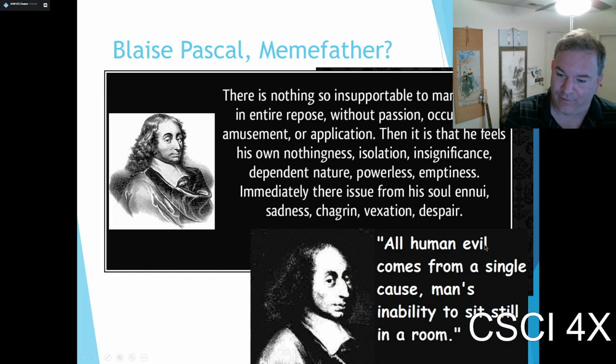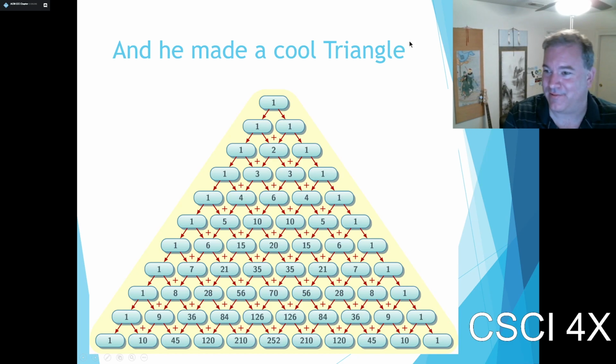"All human evil comes from a single cause: man's inability to sit still in a room." Okay, so anyhow, Blaise Pascal invented Pascal's triangle. And this is a little mathematical device. You have ones down each of the edges of the triangle, and you fill it out one row at a time. Okay?